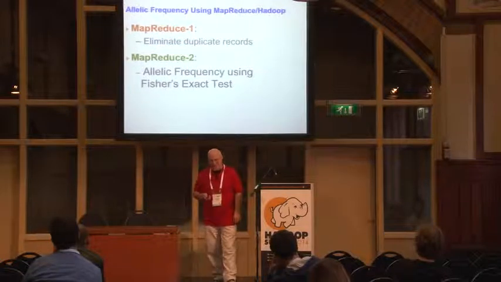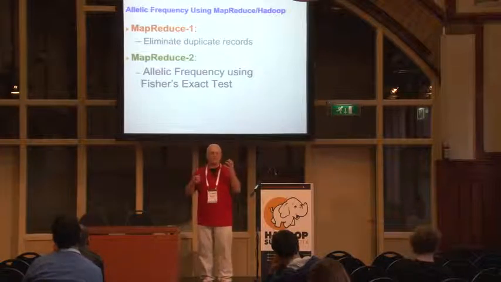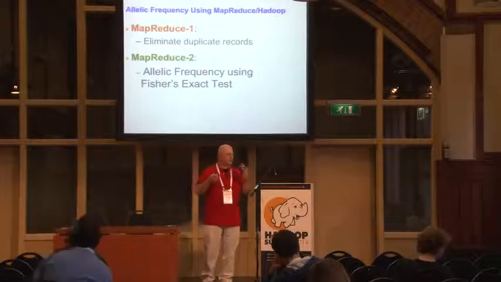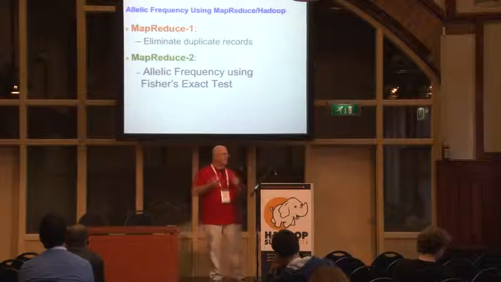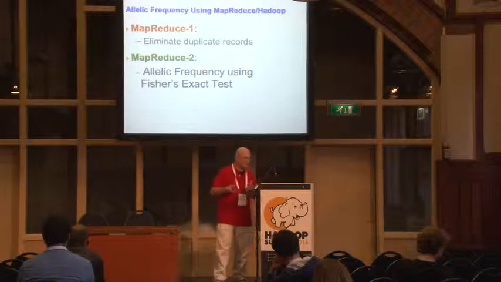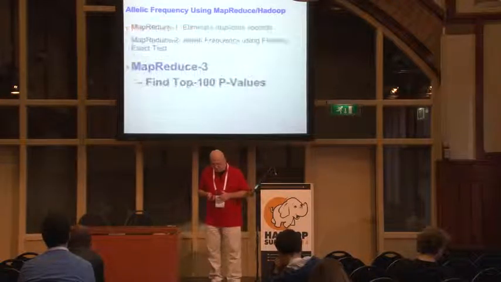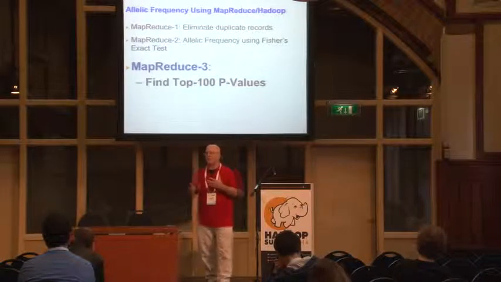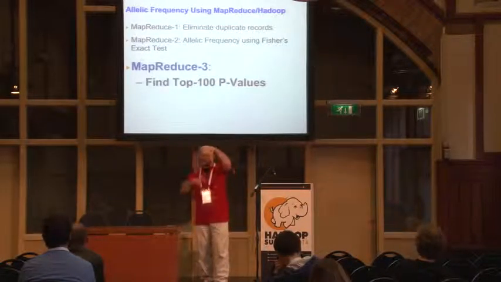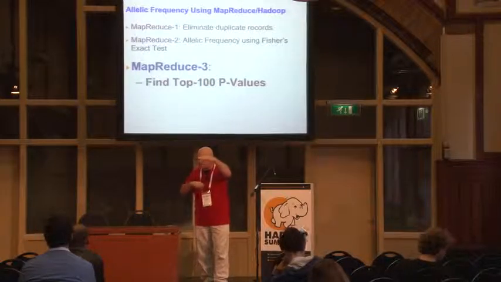And in the second MapReduce, you are using the key of chromosome, start, allele, and then using Fisher's exact test to find the allelic frequency, the p-value. And in MapReduce phase 3, you are using the top 100 to find out what are the top 100 closest to 0. That's another MapReduce algorithm.